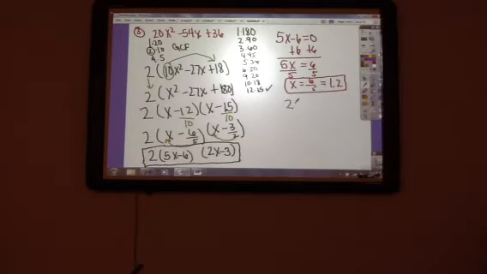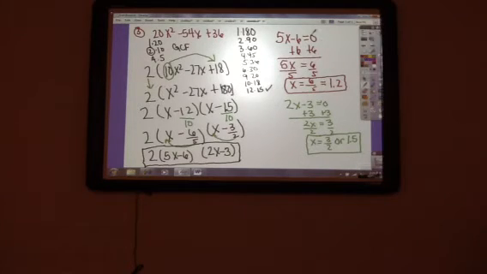Now we're going to take 2x minus 3, set it equal to 0, add 3 to both sides. We have 2 times x equals 3. Divide by 2, we get x equals 3 over 2, or you can write this as a decimal, 1.5. This is your other solution.